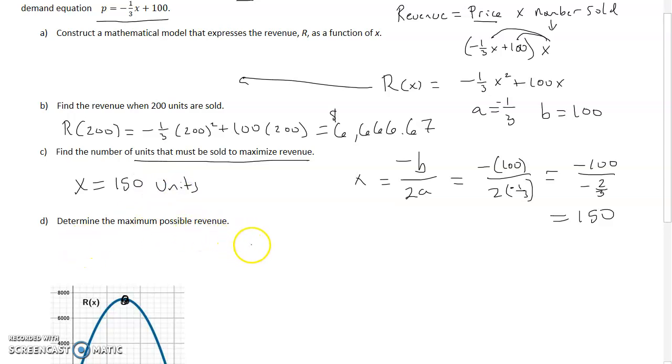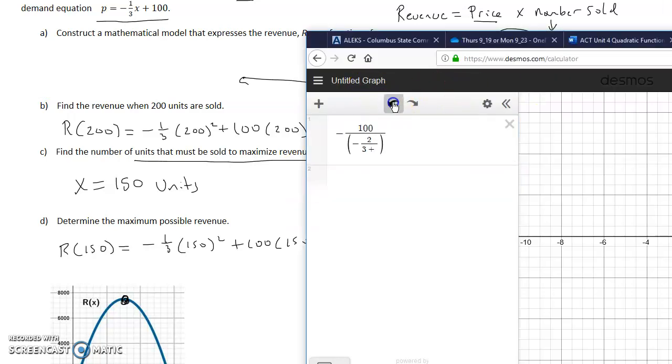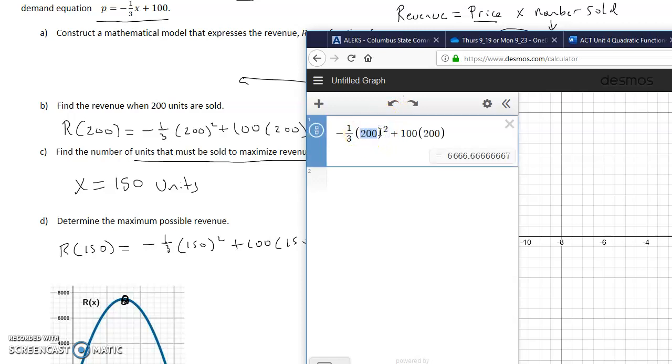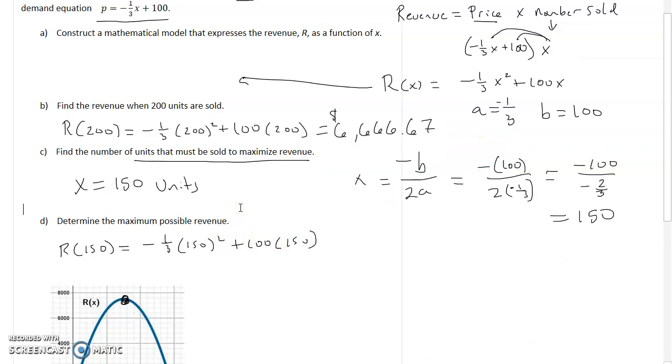Determine the maximum possible revenue. Well, we're just going to plug 150 in. So it's going to be R of 150, which is equal to -1/3 times 150 squared plus 100 times 150. I'm going to substitute that in. I actually think I'm going to go back and just change these to 150, and I get a revenue of $7,500.